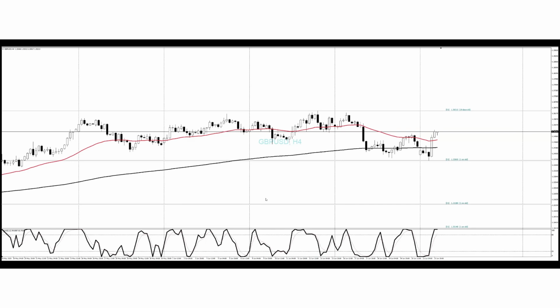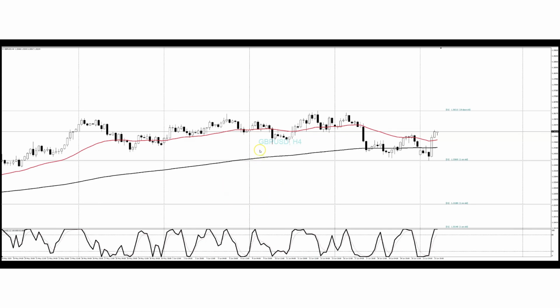I just wait for price to get to a certain level, and then it's an if-then process. So once price gets to a certain level, if price responds or reacts in a certain way, then I look to take a trade. Okay, so here's what I mean by that.